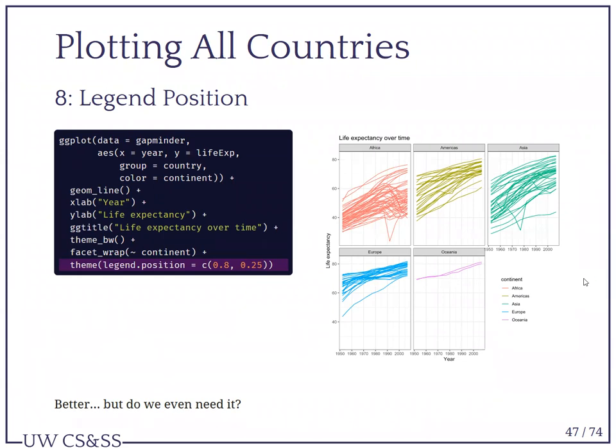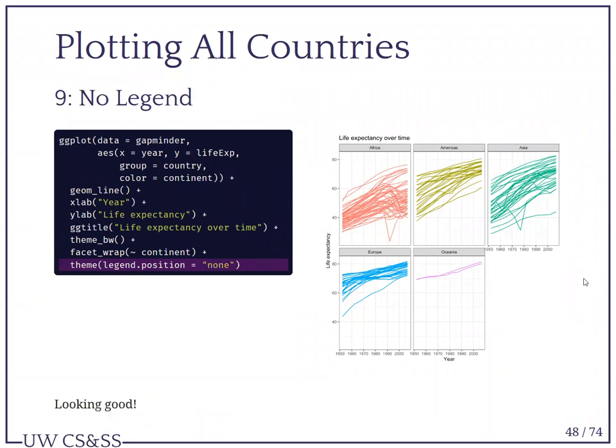But then it also begs the question, do we even need the legend? We can just delete it. We can say in our theme call, legend.position equals none. And we don't need it because the colors are separated into their own little boxes that are properly labeled.